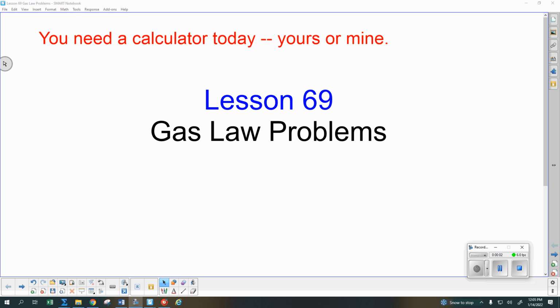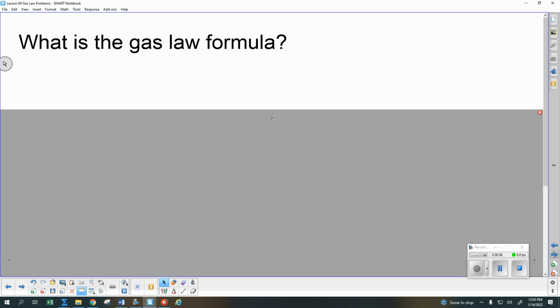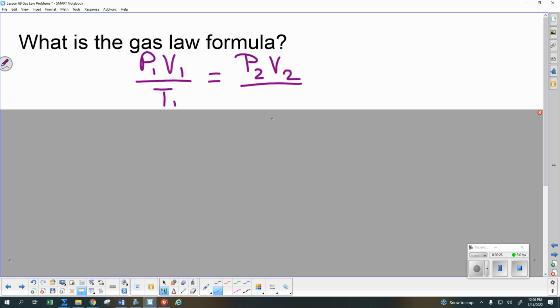In our lesson today, more on the gas law. So a good place to begin is, what is that gas law formula anyway? Who can tell me what that formula looks like? What do we have on that one, Abby? Perfect. P1V1 over T1 equals P2V2 over T2.